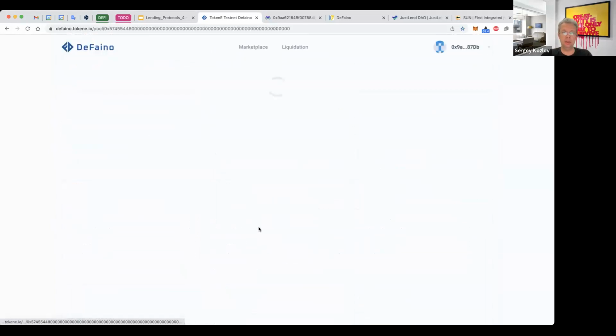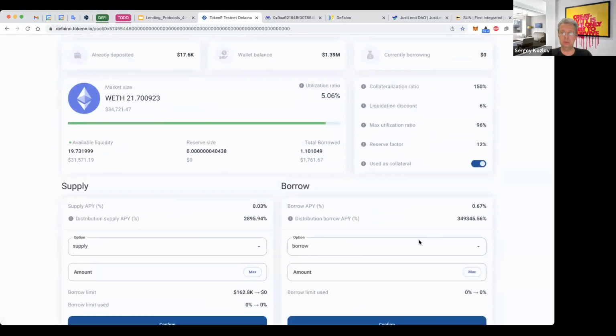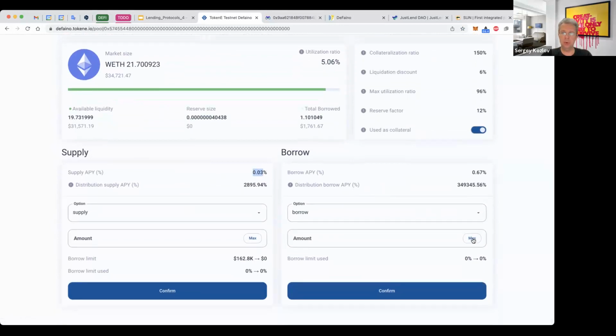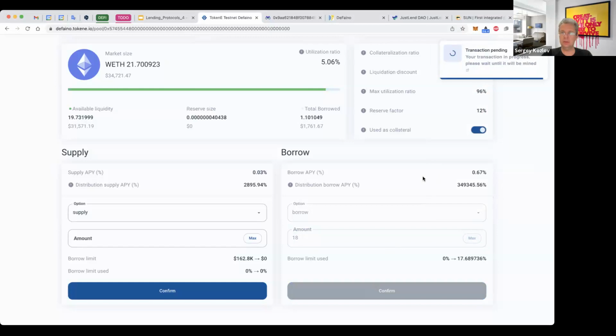So if we want to see how this part is changing, and of course, if we want to earn more because it's quite a low interest rate, we have to borrow. Let's try to borrow 18 ethers.